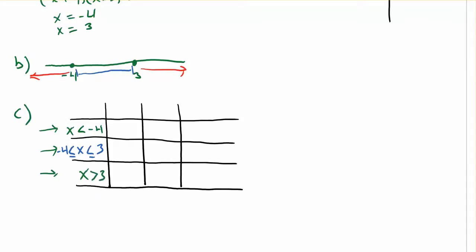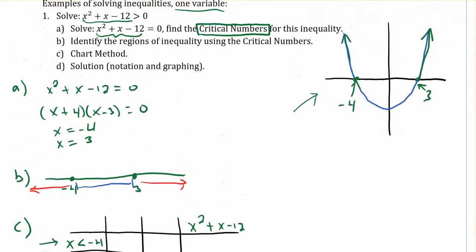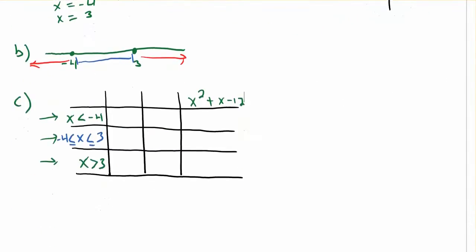Now, I'm going to skip these two middle parts of our chart for a second. I'm just going to go right to the end so we know where we're headed. What we want to figure out is where x squared plus x minus 12, where is this function positive? Where is it above the x-axis? So what we're after is just knowing when this function is positive.